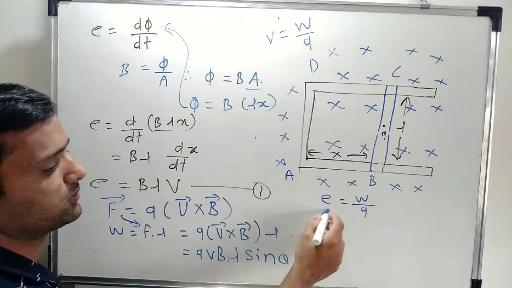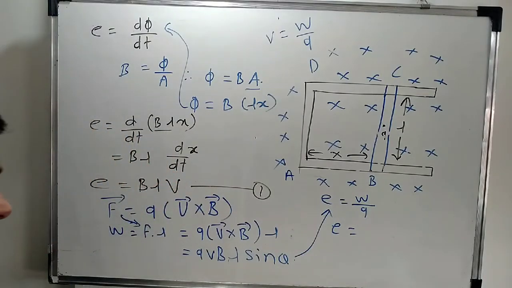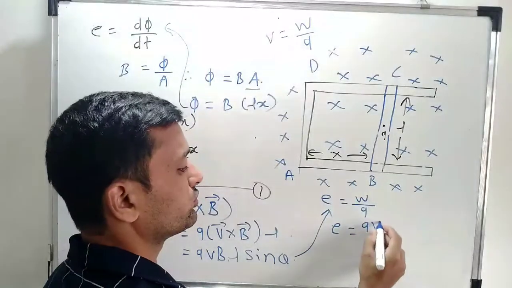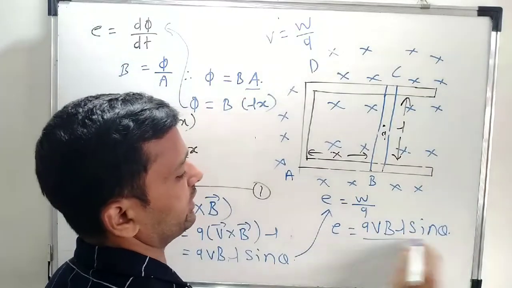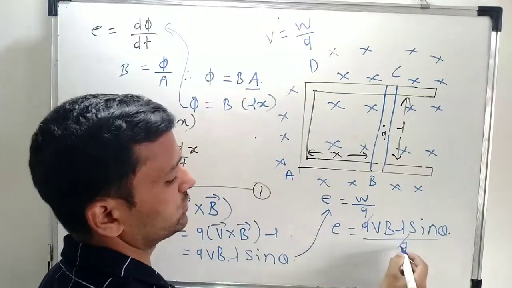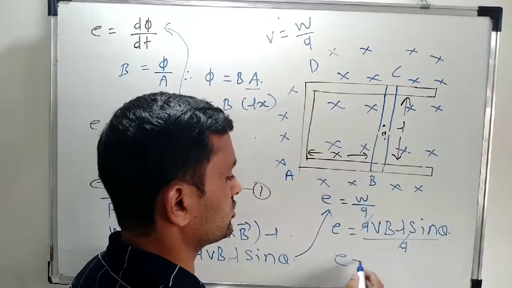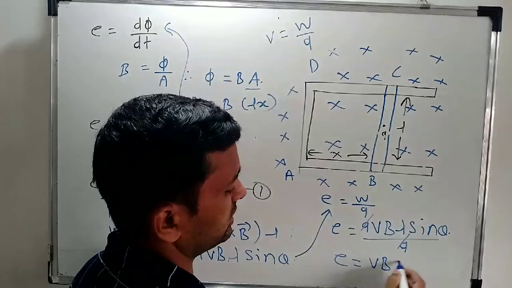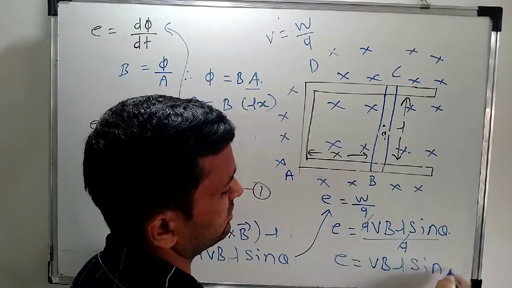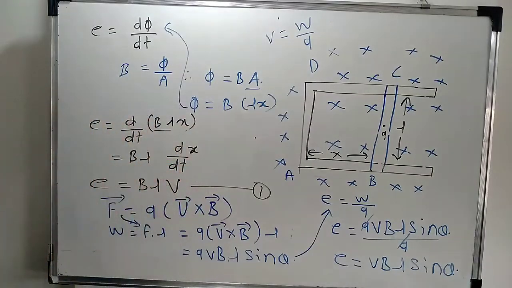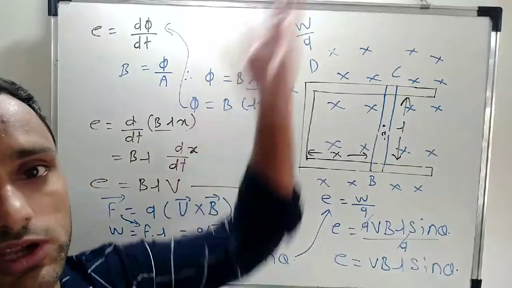Put the value of W here. What will happen? E is equal to Q V B L sin theta divided by Q. So Q will be cancelled. What is the remaining term? E is equal to V B L sin theta. Suppose E is maximum.